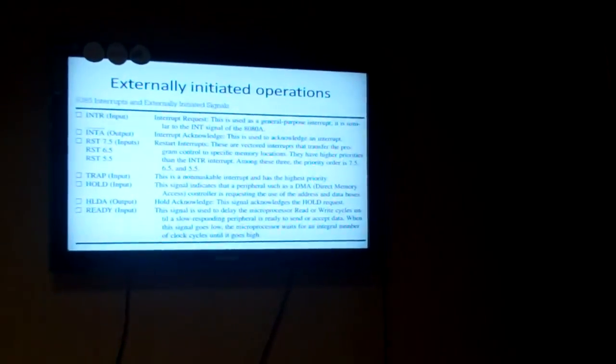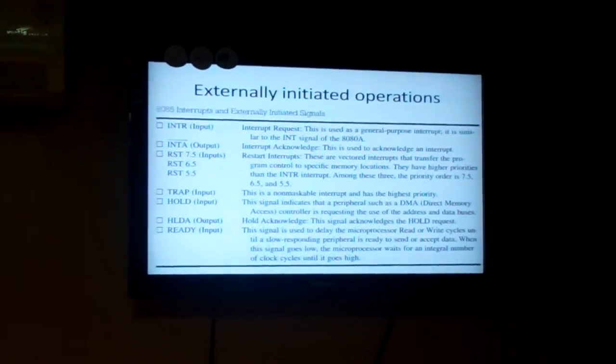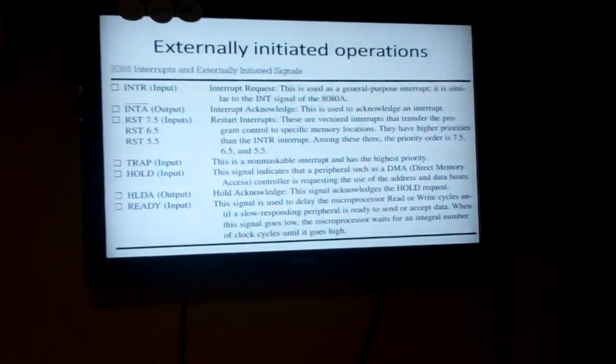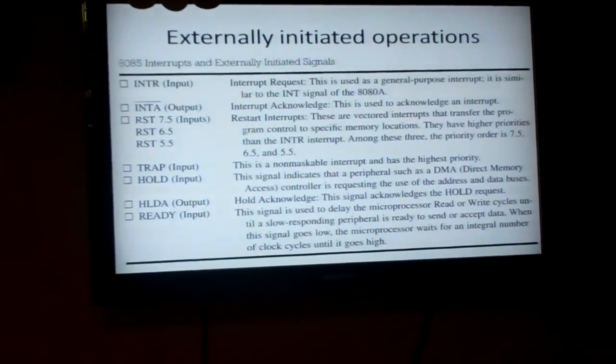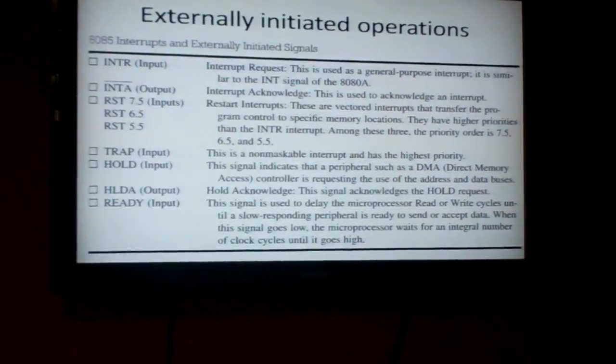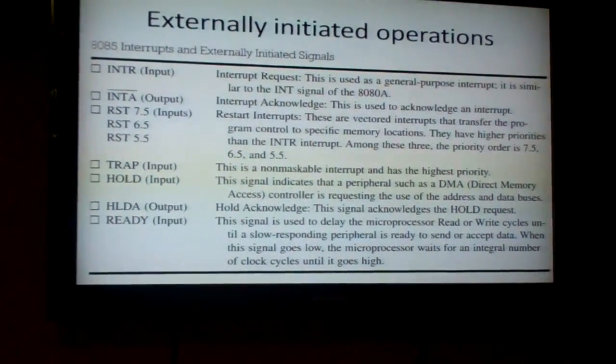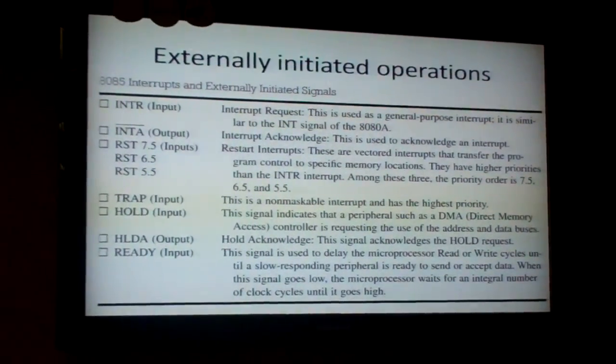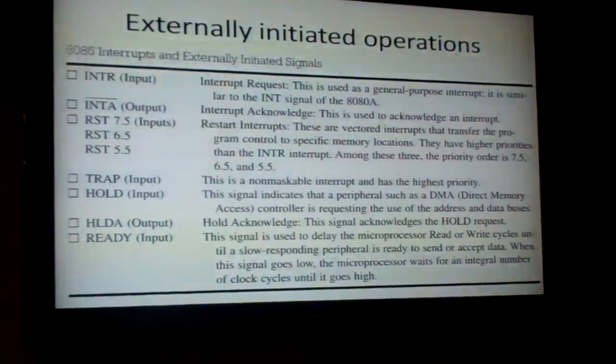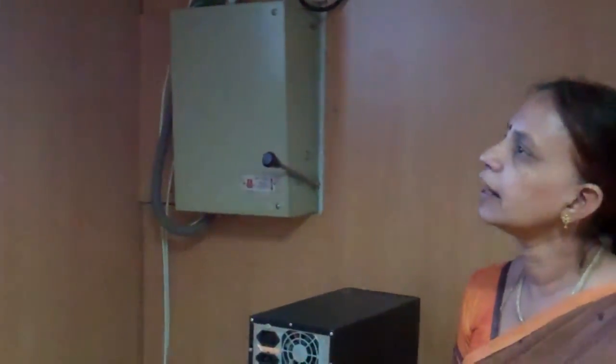The first one, INTR, refers to interrupt request. This is used as a general purpose interrupt. It is similar to the interrupt signal of the 8085. So it is an input to the microprocessor from a peripheral device. It will request the microprocessor to send some information to it, and this will be acknowledged by the microprocessor by a signal called INTA, the interrupt acknowledge signal. It's an output from the microprocessor and an input to the interrupting device. As you can see, there is a bar over it, indicating that it is active low.